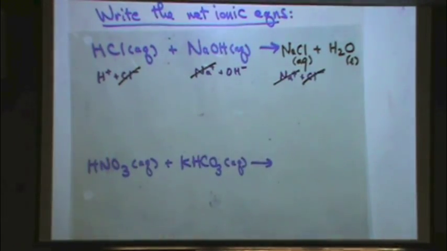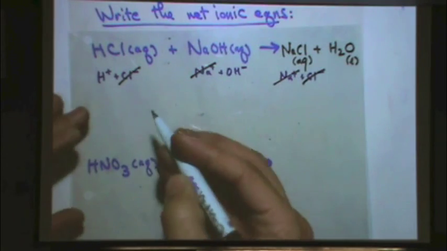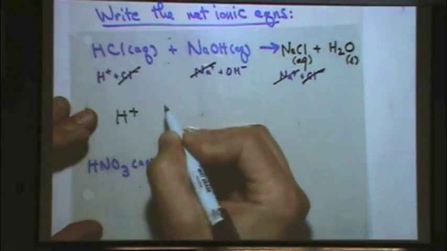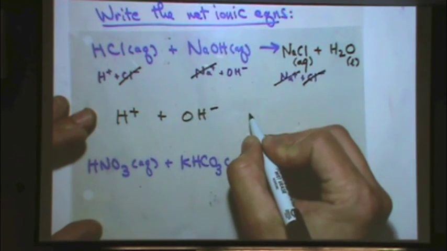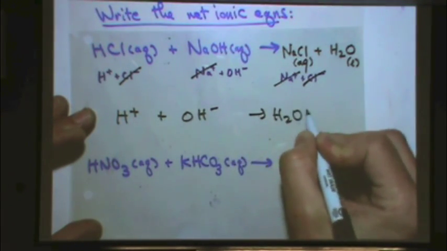The H plus can't cancel because it's not on both sides. OH minus, same. Water, same. Not on both sides. So the final reaction is H plus plus OH minus goes to H2O liquid.